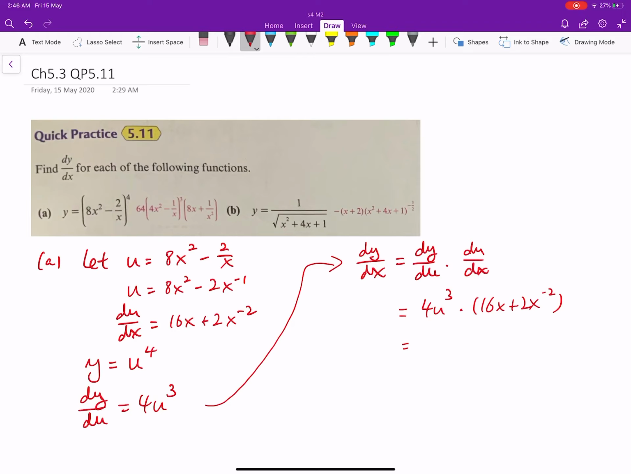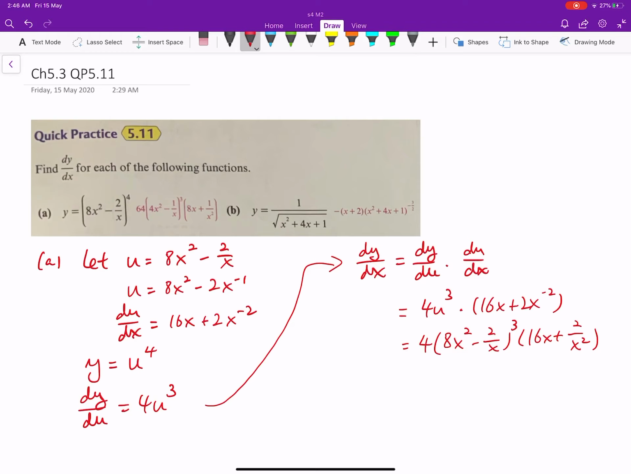So finally we put the u back into the question. And this is 16x plus 2 over x squared. Sorry, this is from 3, I missed it. So here is the answer.